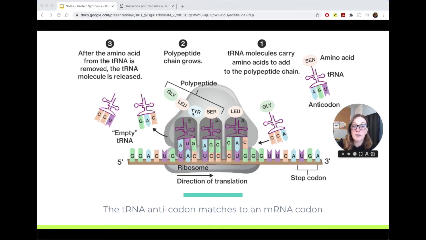Once the tRNA drops off its cargo, its amino acid, it will disconnect and go back to the cytoplasm, where it will bind to its correct amino acid that's floating around again, and it can be recycled and reused for this process all over again.